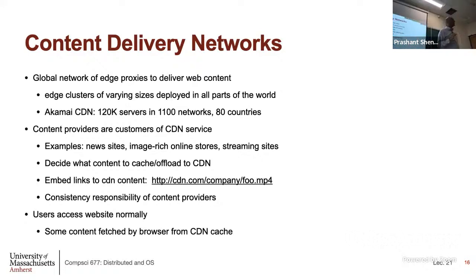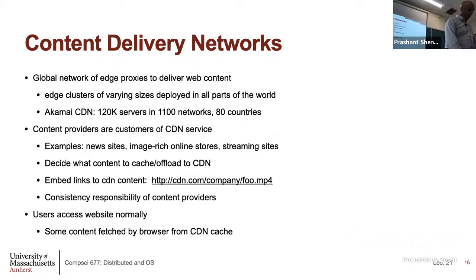Okay? Now, how does it work? So here is what you essentially do. As a content provider or a web server provider, you have to essentially sign up for a content delivery service, and you get to decide what content you want to cache. Okay? It's not that the CDN will decide, I will cache this content for you. So the way you are going to do this is, in your web pages, you are going to embed links to the CDN content. So you will say, let's say, cdn.com/foo.mp4, and that movie will then come from the cache as opposed to coming from the server.